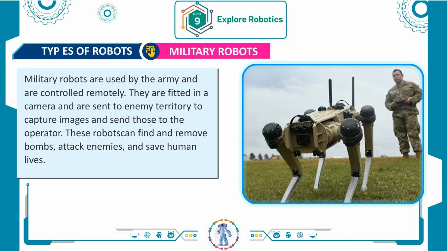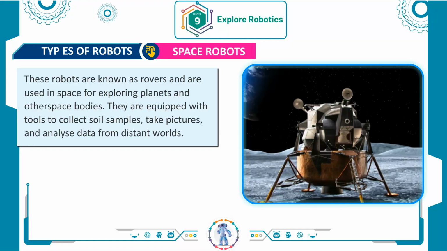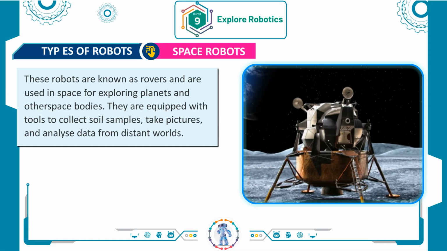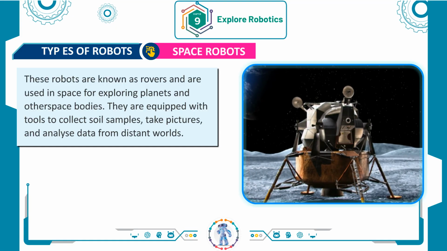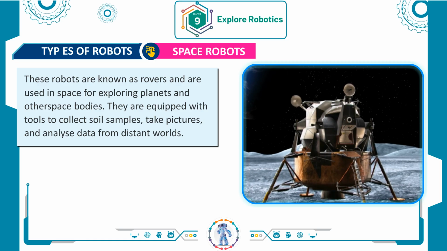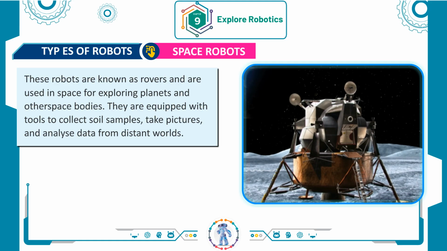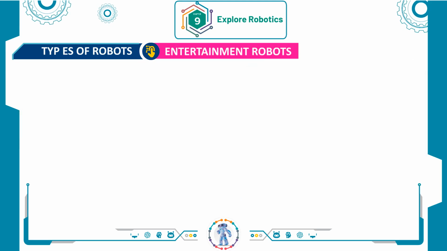They are fitted with a camera and are sent to enemy territory to capture images and send those to the operator. These robots can find and remove bombs, attack enemies, and save human lives. Space robots. These robots are known as rovers and are used in space for exploring planets and other space bodies. They are equipped with tools to collect soil samples, take pictures, and analyze data from distant worlds.